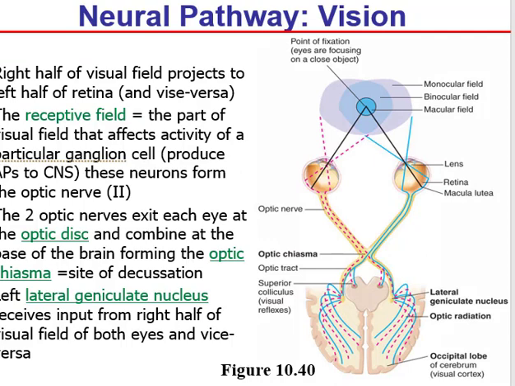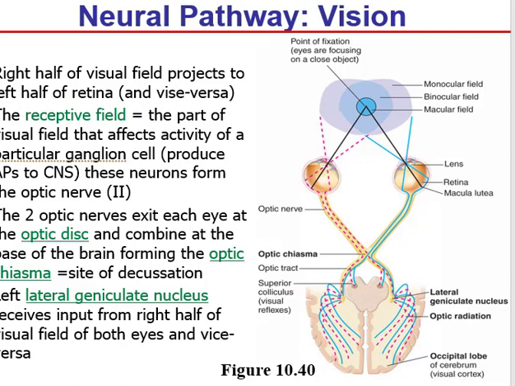When we take a look at the neural pathway, we see decussation again, where the pathways cross over. The right half of our visual field projects onto the left half of the retina, and vice versa. The receptive field is the part of the visual field that affects the acuity of a particular ganglion cell. Its activity will be modulated, and these neurons form the optic nerve, which is cranial nerve 2. Each eye has an optic nerve that exits at the optic disc. And this is also called your blind spot since there are no cones or rods located here.